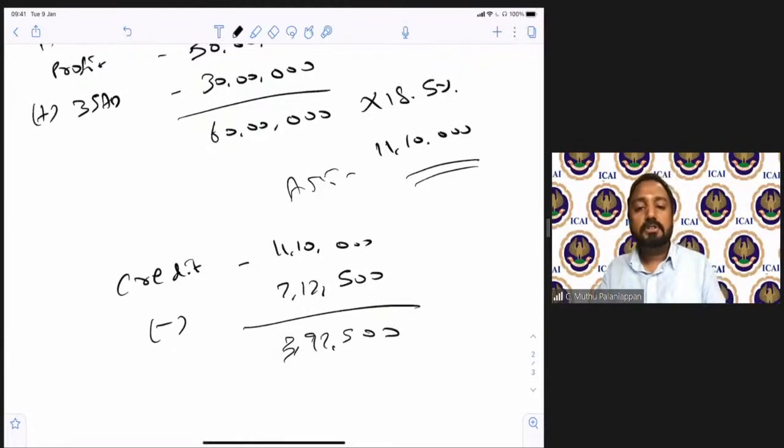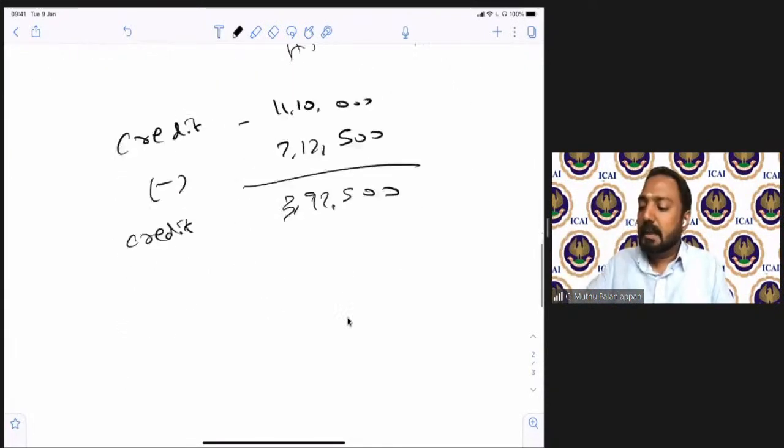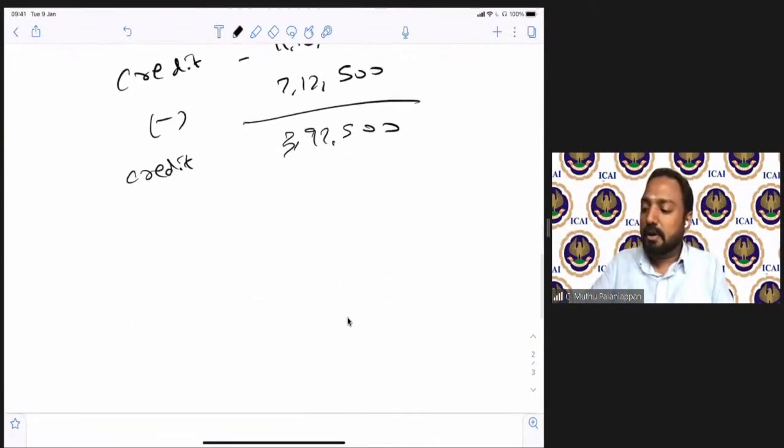So just see whether it is right. This 3,97,500, I will take as credit in subsequent years. In the next year, let's say again I have around 40 lakhs income. This time I don't have 3580, nothing or whatever. So under 40 lakhs, I will pay my regular rate.